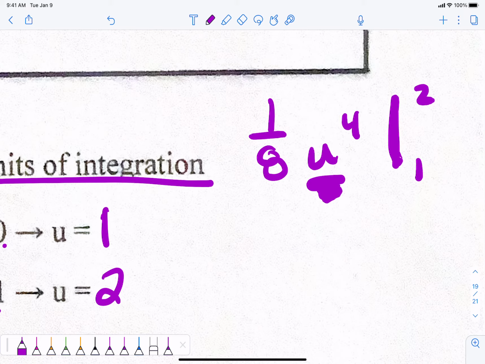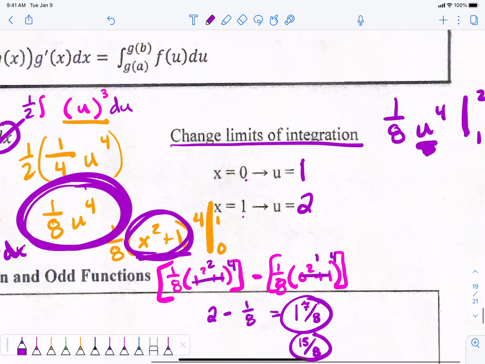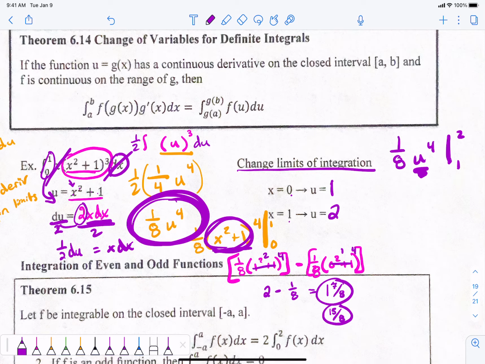Why can't you do 4 or 5? What do you mean? Why can't you use 4 or 5? Well, why would you do 1 and 2? Because our limits were 0 and 1, right?